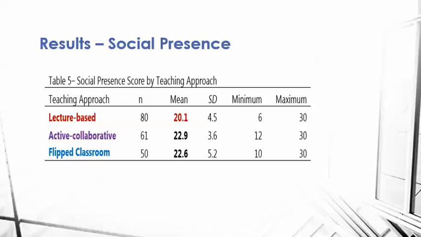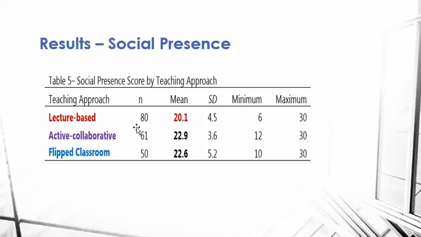So looking at the results and social presence, active and flipped classrooms did not differ. They were approximately the same. However, a Tukey's t-test revealed that the active collaborative approach was significantly different than the lecture-based approach.